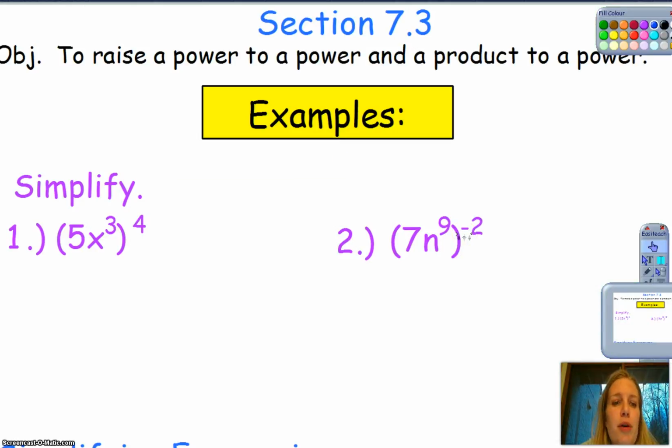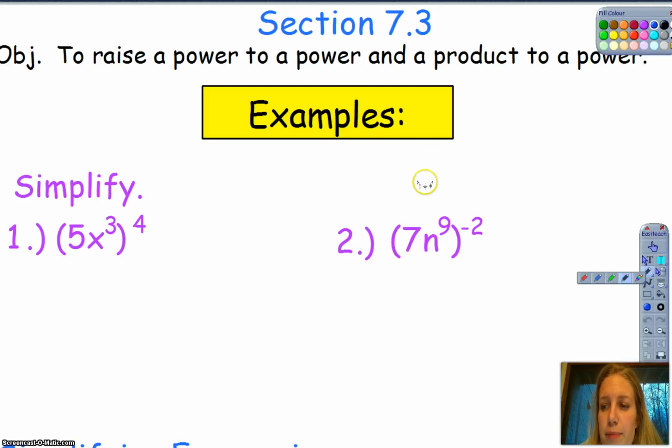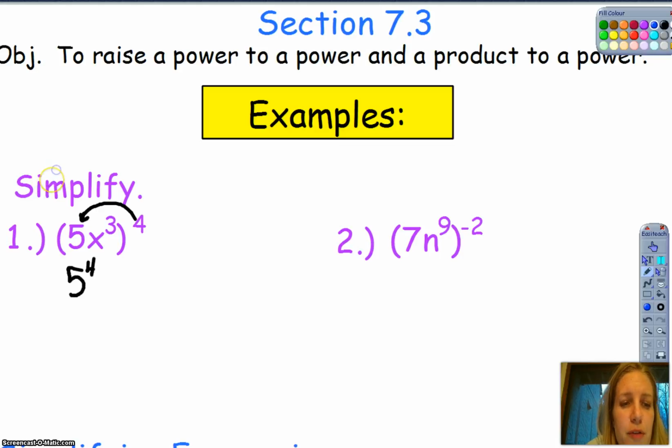Okay, so in number 1 here, we have 5x to the third power, the whole thing raised to the fourth power. So I'm going to take this 4 and I'm going to put it to this. So the 5 becomes 5 to the fourth power. Then I'm going to do x to the third times x to the fourth. So you're multiplying this. 3 times 4 becomes x to the 12th power.